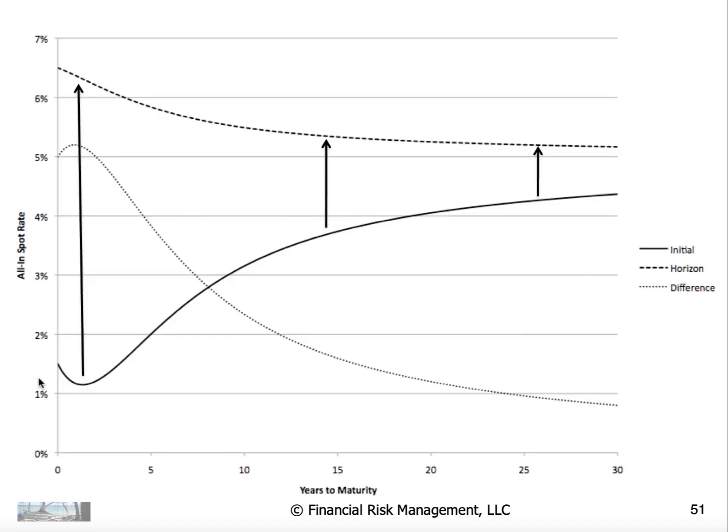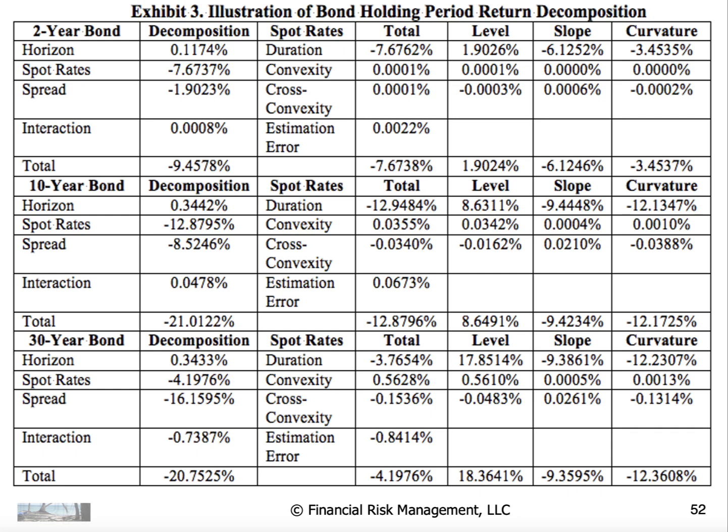The initial curve looks something like this. At horizon, the rates went way up on the short end. They went up some on the long end. And so this is the difference. And so if I want to decompose my holding period returns, this is quite messy.